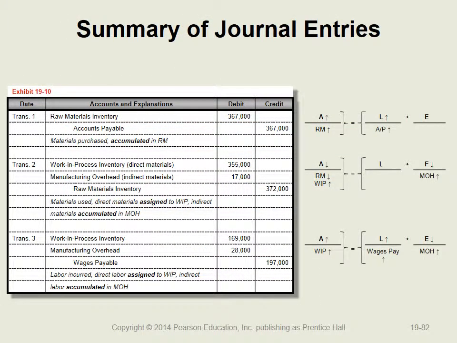As costs flow through the job order costing system, we go through a four-step process to accumulate, assign, allocate, and adjust. Exhibit 19.10 is a list of all journal entries illustrated in the chapter with notations on the four steps.